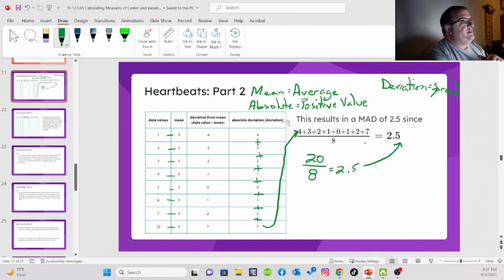What this tells us is, on average, how far away from the mean are all the points in our data set. So in the previous exercise or activity, we used median and we calculated the interquartile range, or the IQR. You will always pair the median with the IQR. Now we're looking at mean and mean absolute deviation. You will always pair those two together.